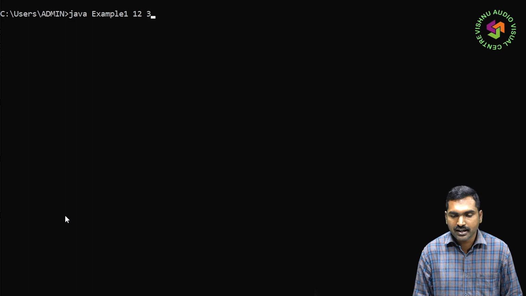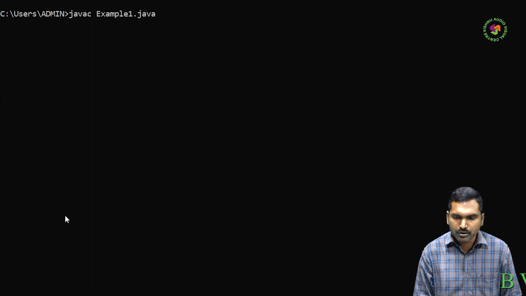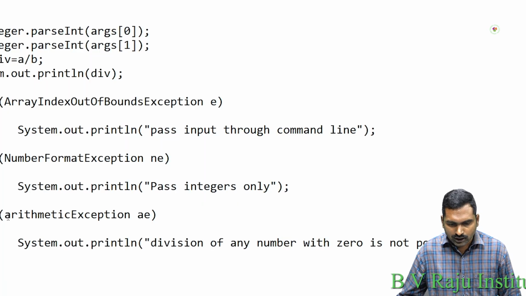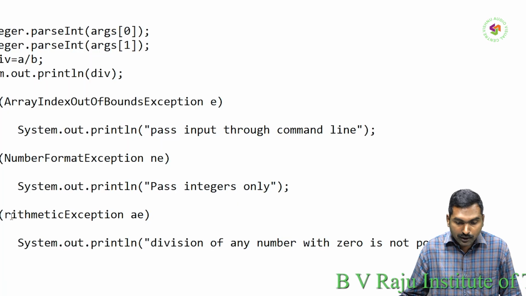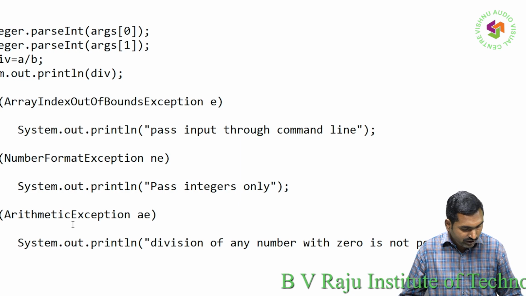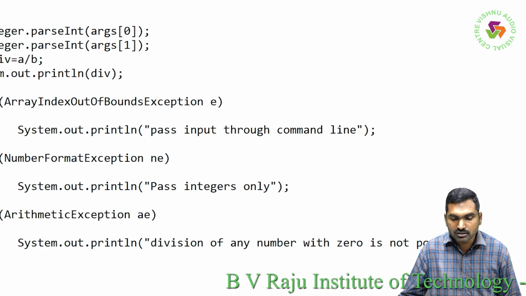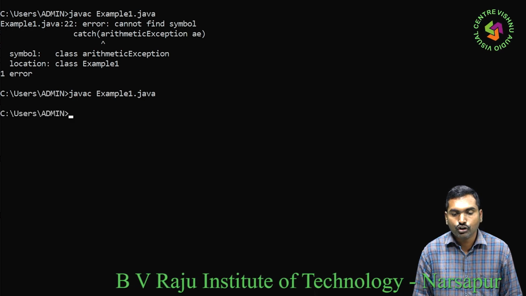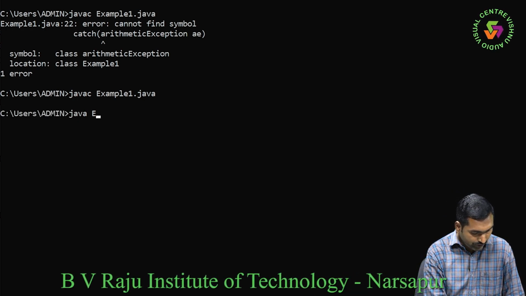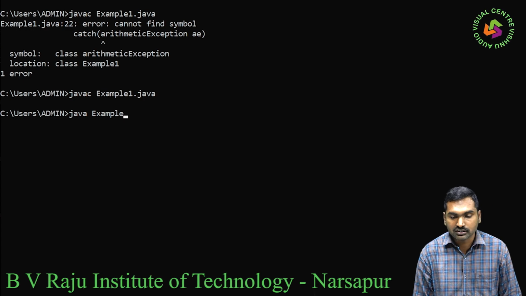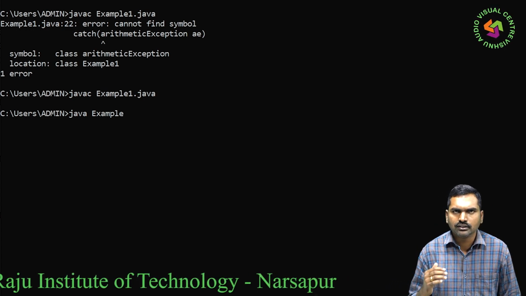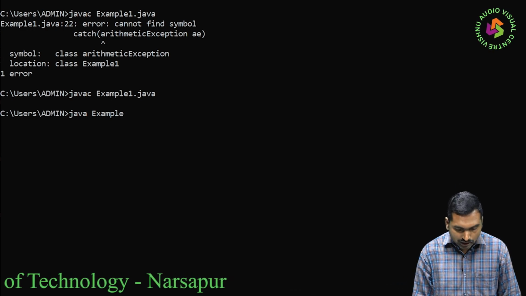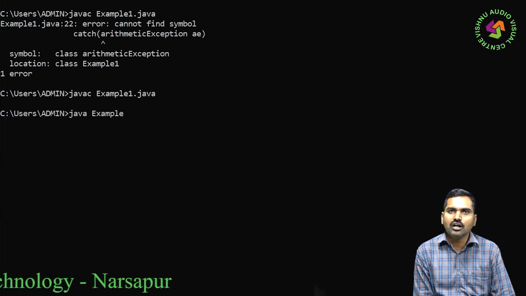So javac Example1.java. Yes, ArithmeticException is a predefined class, so the first letters should be capital. So no errors. Now we need to execute. First, I am trying whether that exception is raised or not and whether the appropriate catch block will be executed or not.